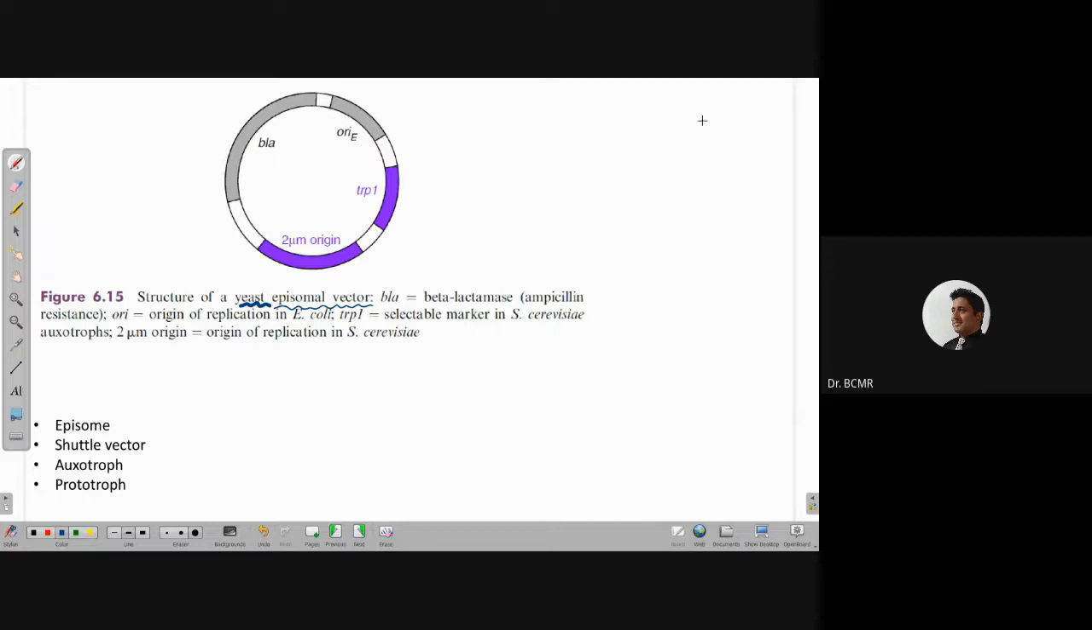If we have a cell, episome is the word associated with something in the nucleus. Assume these are the chromosomes and everything. A separate entity exists independent of the genome within the nucleus. That is called an episome. It does not integrate. The episome stays outside; it's not integrated physically into the genome of the host cell. That is an episome.